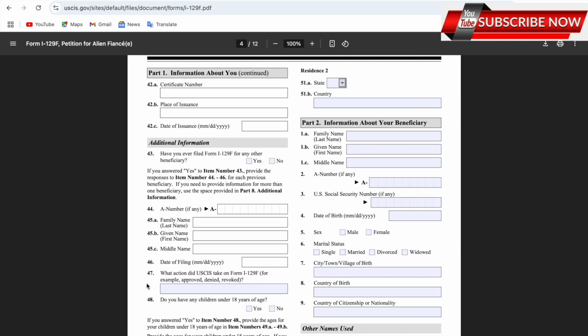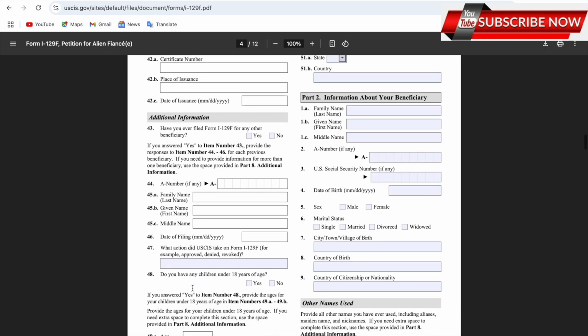So it's 47. What action did they take? So if you clicked on yes, then what action did they take? Did they approve it? Did they deny it? Or was it revoked? You put that information over here.